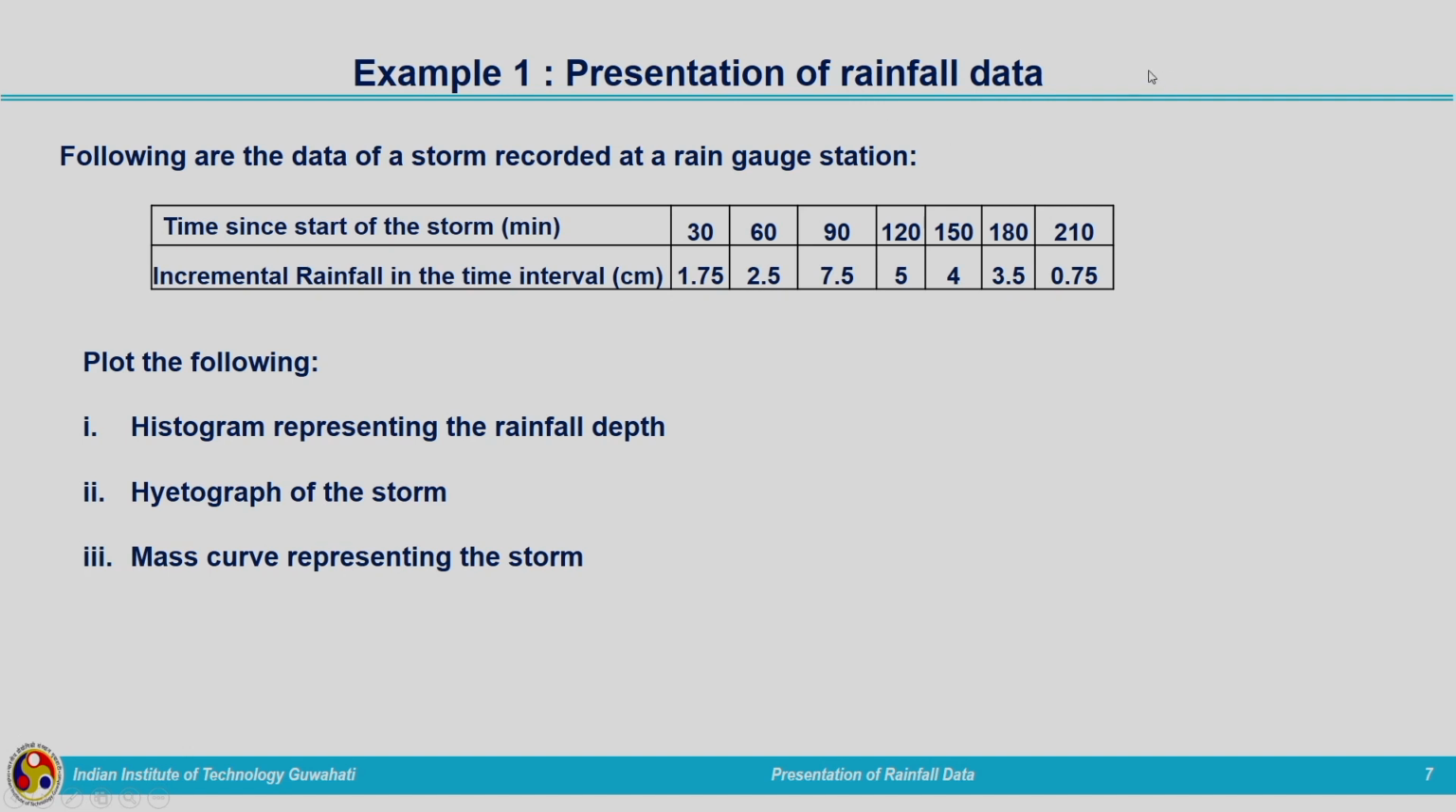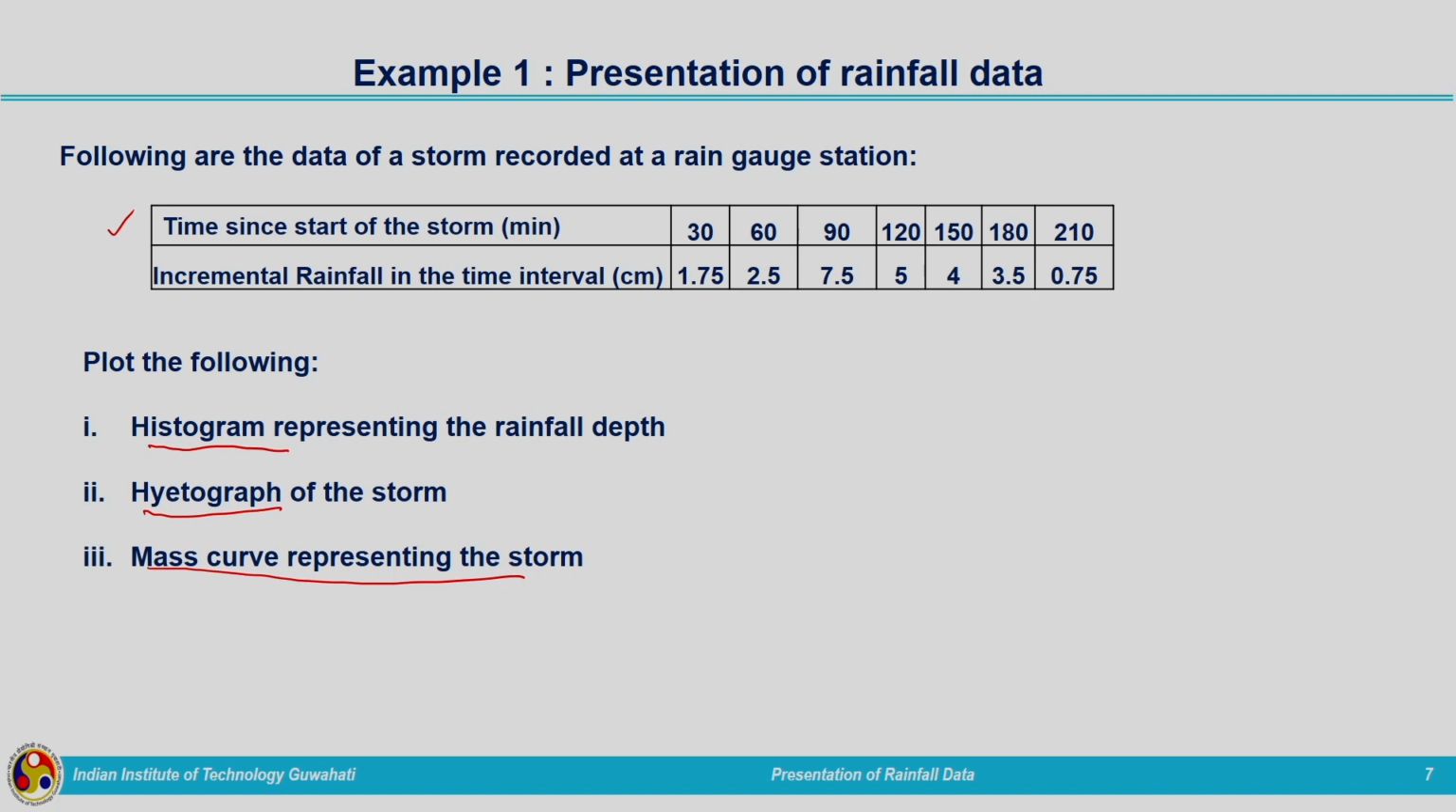Let me read out the question. Following are the data from the storm recorded at a rain gauge station. Data is given to us, that is the table containing time and incremental rainfall depth. Time since the start of the storm and incremental rainfall in the time intervals is given in centimeters. What we need to calculate? We need to plot the following: a histogram representing the rainfall depth, a hydrograph, and a mass curve representing the storm.